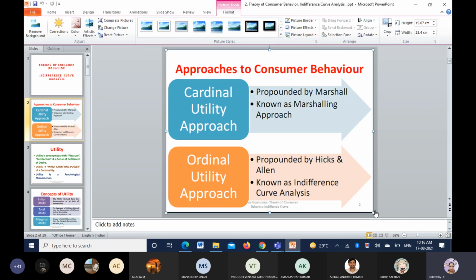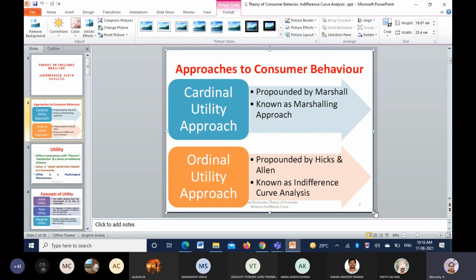So this is how we actually study economics. That is what I am telling. Normally, not only consumer behavior, but some complicated concepts in economics, we can analyze through the cardinal approach and the ordinal approach.